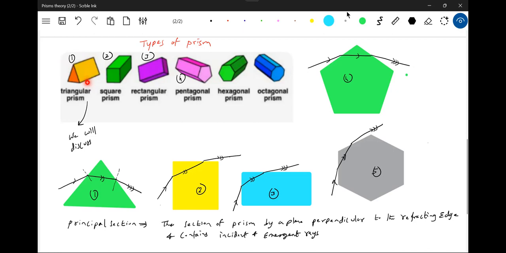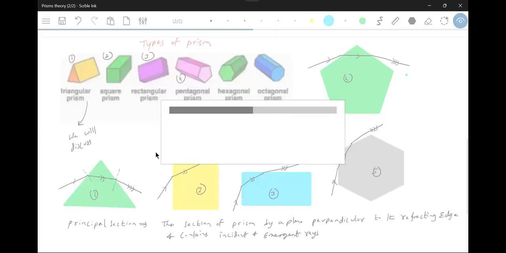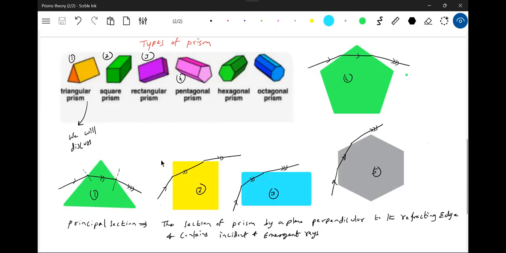The principal section is a plane which is perpendicular to the refracting edge and contains the incident and emergent rays. What I'm showing is a two-dimensional view, the principal section of this particular prism. For the square prism, this will be the principal section. For the rectangular prism, this will be the principal section. These are the typical terms we get and use. Okay, let's go on to study the deviation produced by the prism. We'll derive an expression for the deviation produced by a prism.